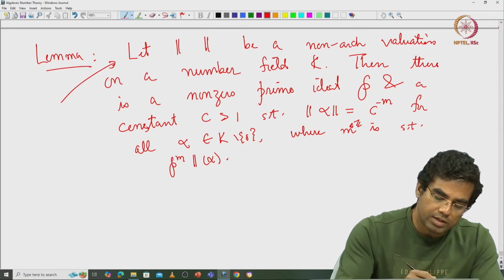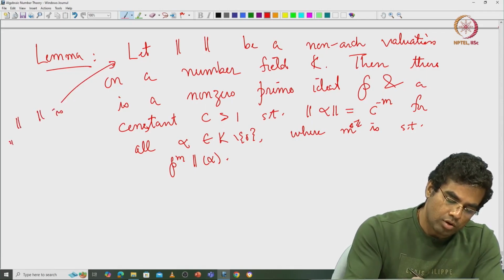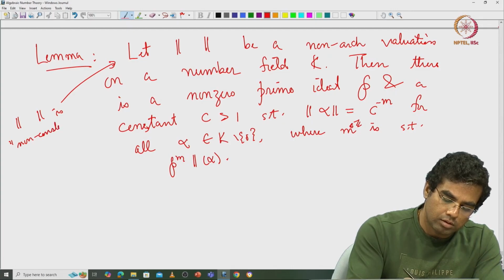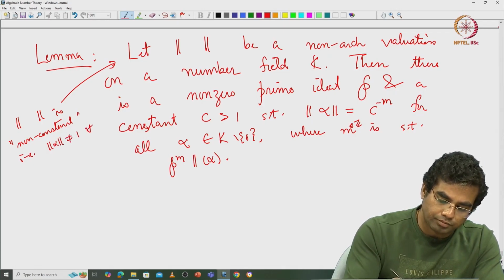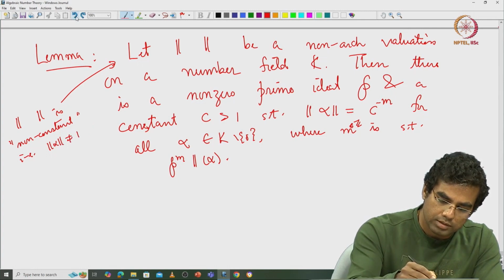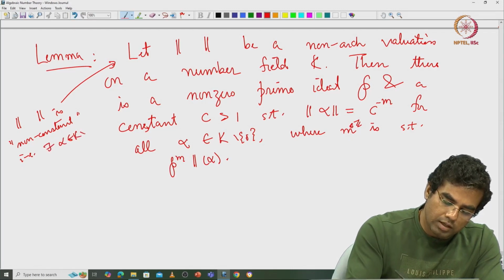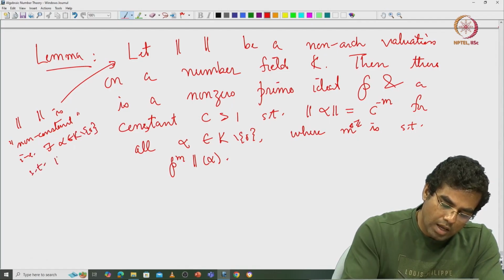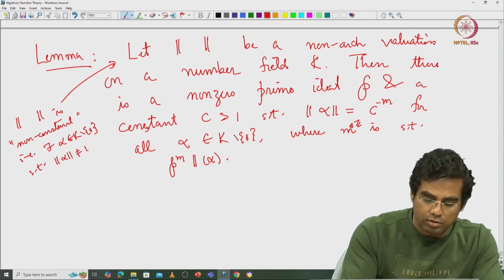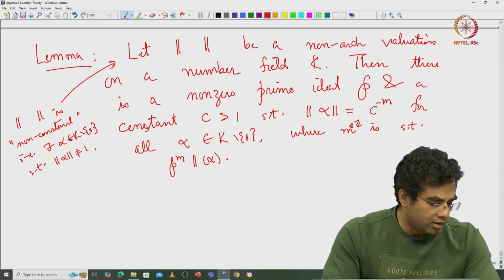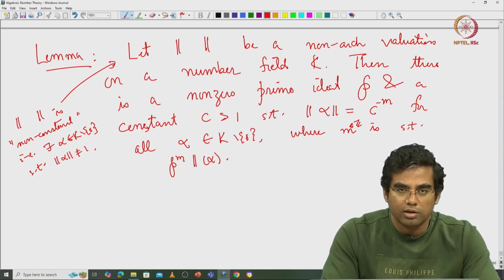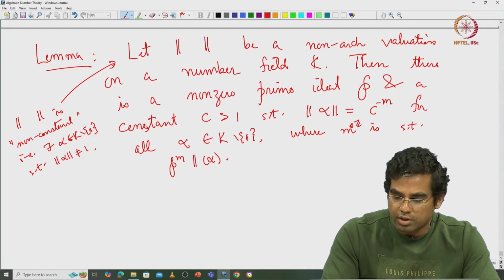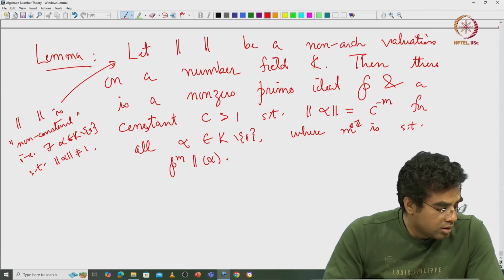Alright. So, here I need an extra assumption that this is non-constant, i.e. this is not equal to 1 for all, maybe let me write it like this. There exists alpha in K minus 0 such that valuation of alpha is not equal to 1. Okay. So, if it is 1 for everything, then it does satisfy the definition of being a non-Archimedean valuation, but we do not consider those kind of valuations anyway. Alright.